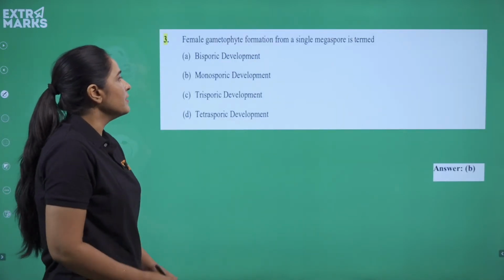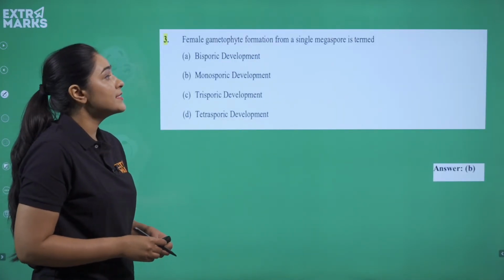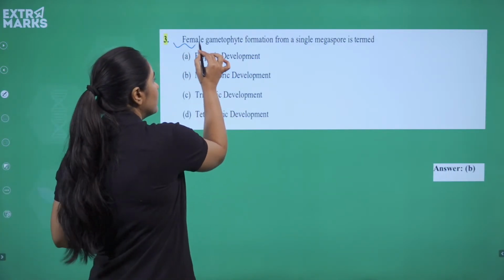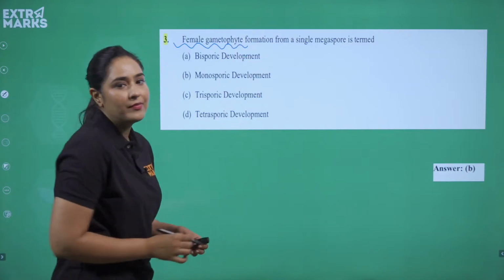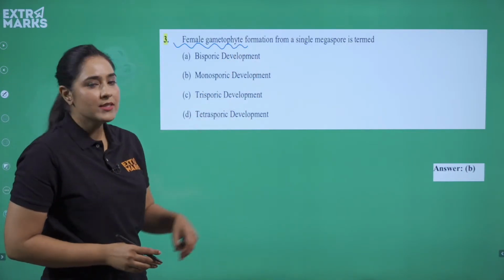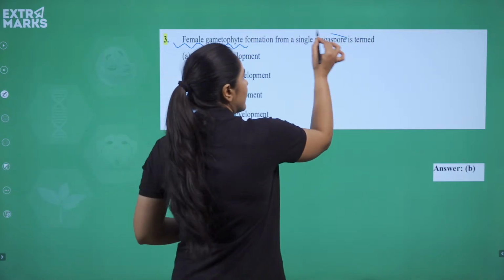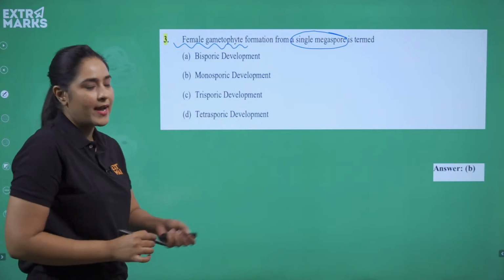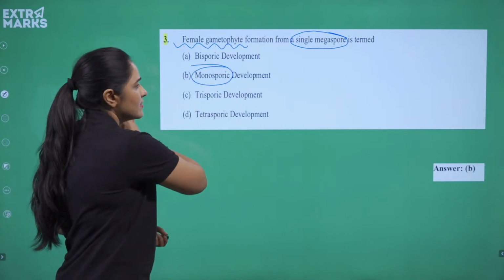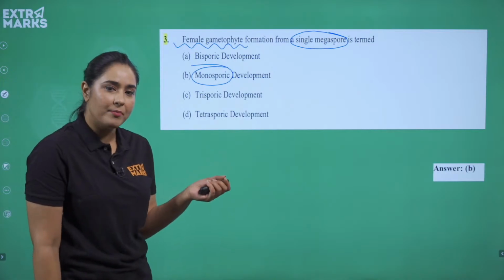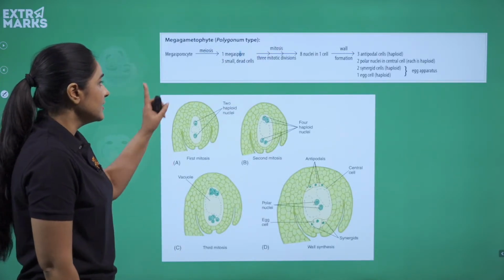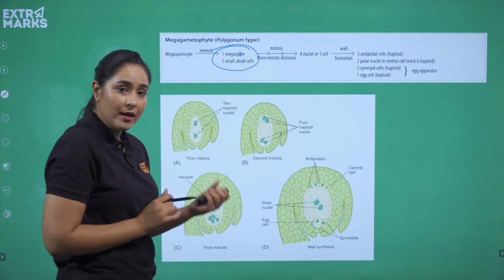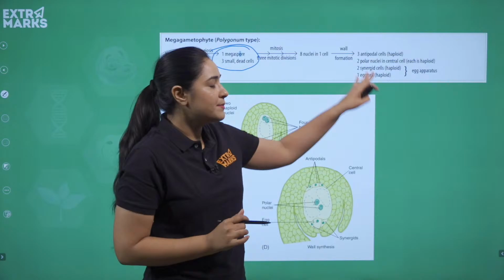Another question: female gametophyte formation from a single megaspore is termed as. Here we are talking about the female gametophyte in the flowering plants. So when it is forming from a single megaspore, obviously by the term itself we can understand it will be known as monosporic development. But how it is happening, we can see here. See here, one megaspore. Again, with the help of mitosis, we are having multiple cells in it.